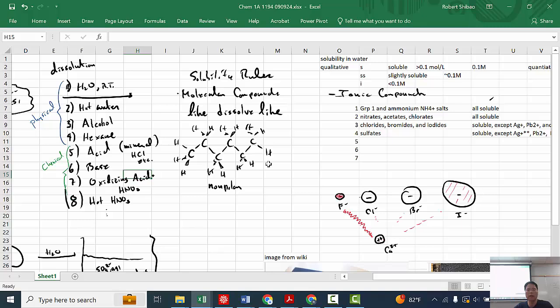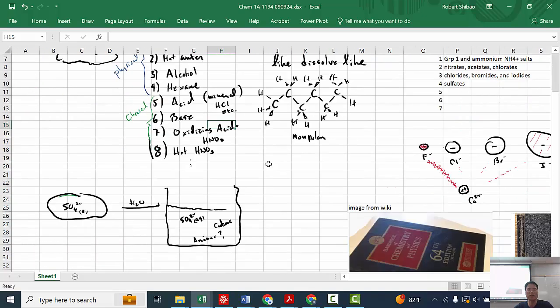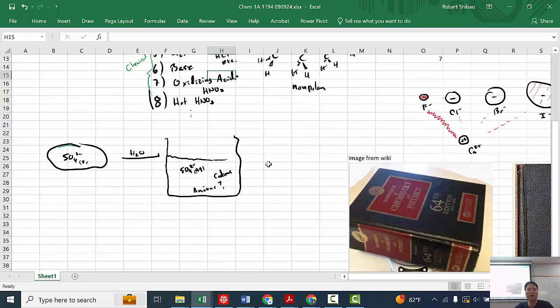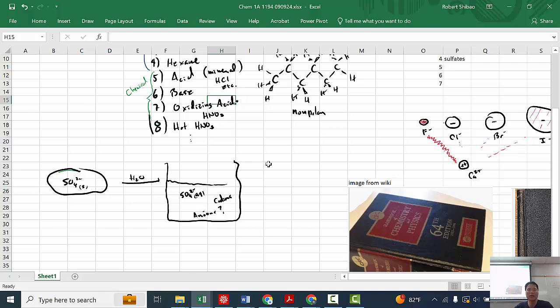So we can automatically, as far as the cations go, we know something about the cations. They might contain silver, but they cannot contain lead, mercury 1 and mercury 2, calcium, strontium, barium. Otherwise, they can be anything.